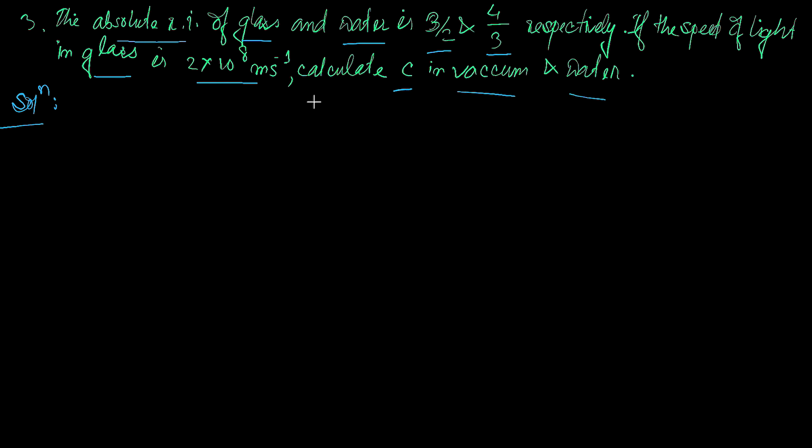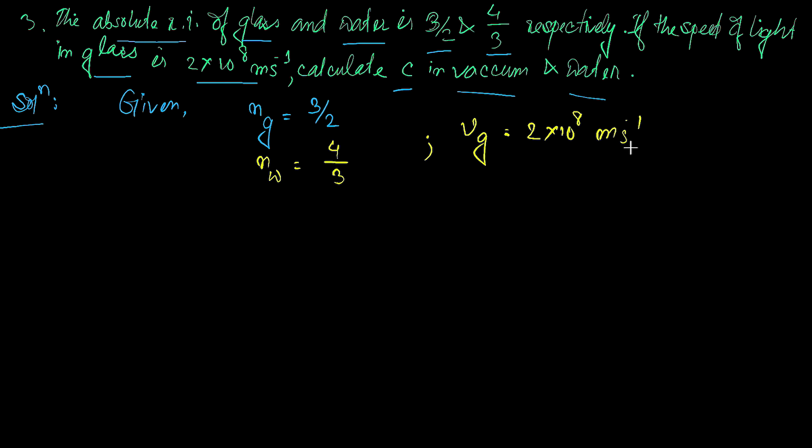Nothing is complicated here. We just have to use the relations. First we'll write down what things are given. The absolute refractive indices of glass and water are given. We represent it by N_G, which is given as 3/2, and the refractive index of water, N_W, is given as 4/3. Again, the velocity of light in glass, we could write V_G, that means the velocity of light in the glass medium, is given as 2 × 10^8 meter per second.